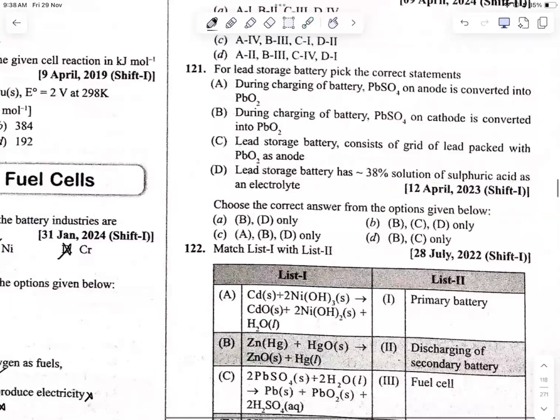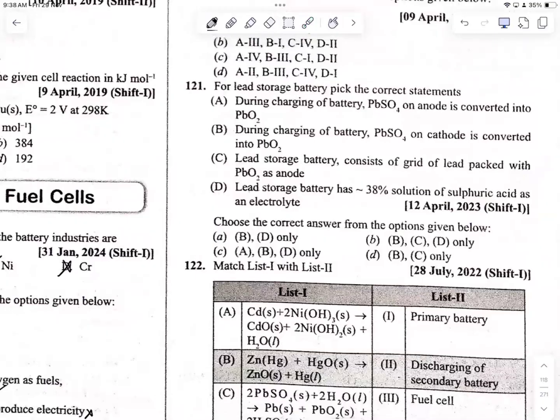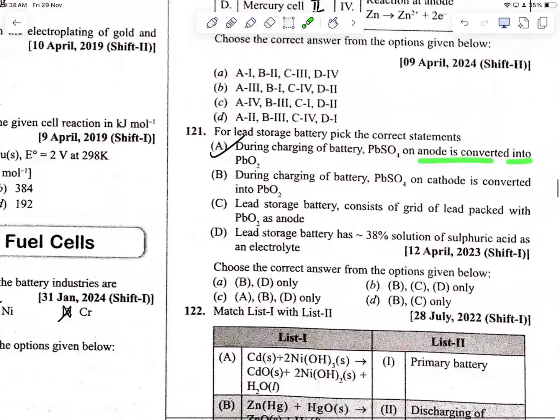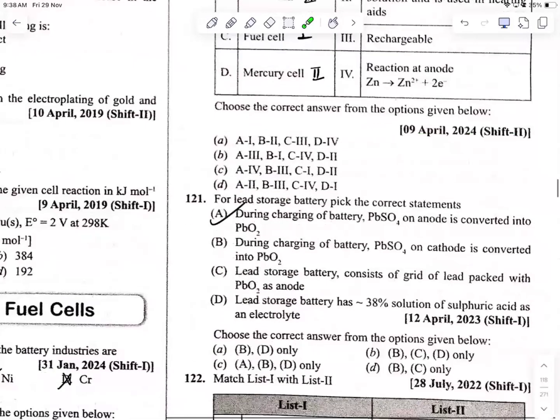Next. Lead storage battery. During recharging of batteries, PbSO4 at the anode is converted into PbO2. This is exactly what we are doing in a reverse way. In the reverse way, the PbSO4 that is present will convert back into PbO2. On the anode it is converted. That is correct.